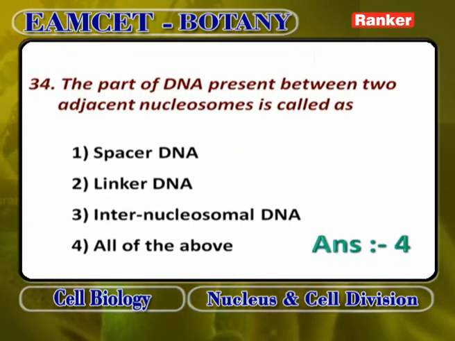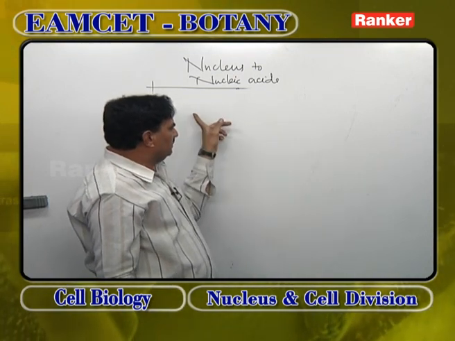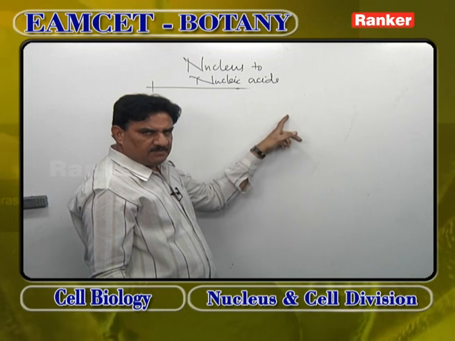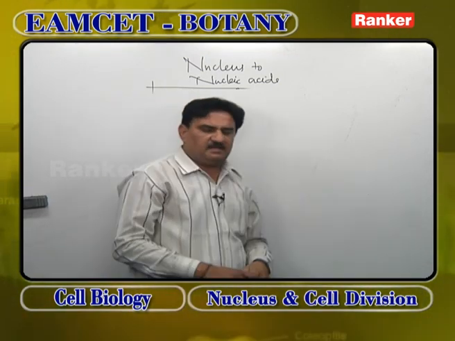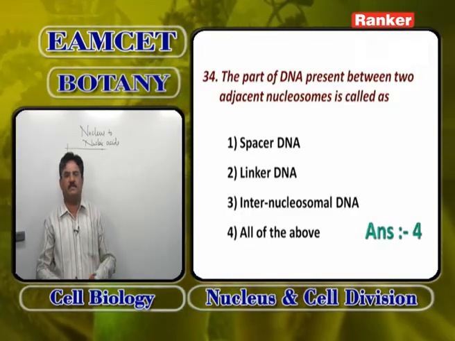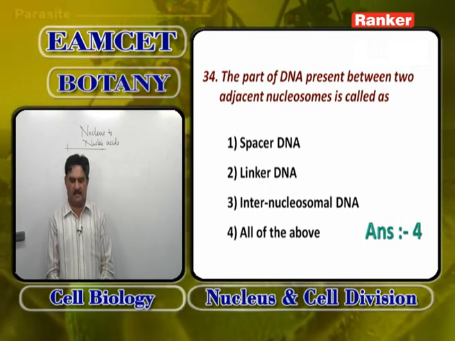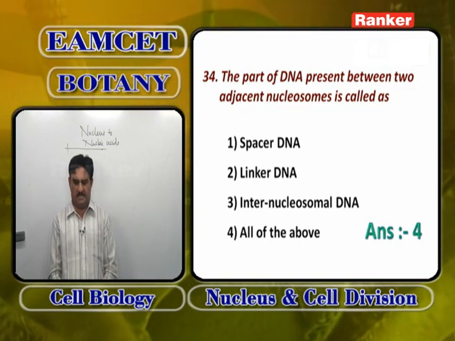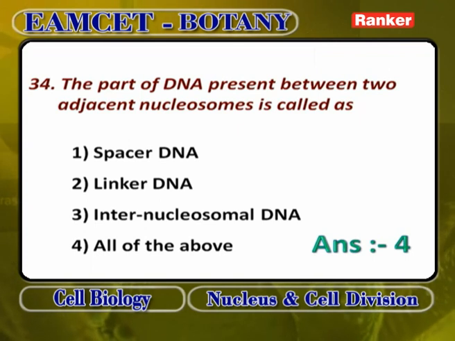The part of DNA present in between 2 adjacent nucleosomes. Just now I told, one nucleosome, 2 coilings of DNA. Next nucleosome, 2 coilings of DNA. The DNA that runs from one nucleosome to the other nucleosome is called linker DNA or spacer DNA or internucleosomal DNA. So the part of DNA present in between 2 adjacent nucleosomes is called spacer DNA, linker DNA, internucleosomal DNA. So the answer for this is all of the above.